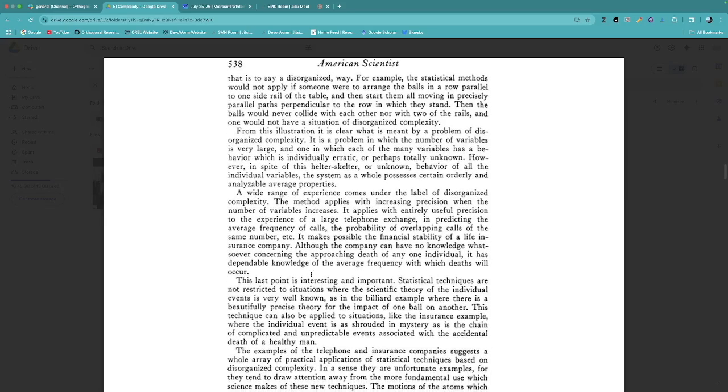So, neither one is ideal, but I think the ensemble approach, what he's saying is that it's better for a problem like analyzing pool. Okay.